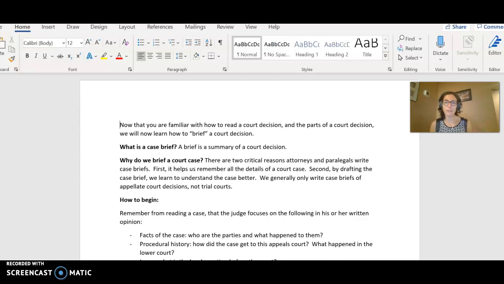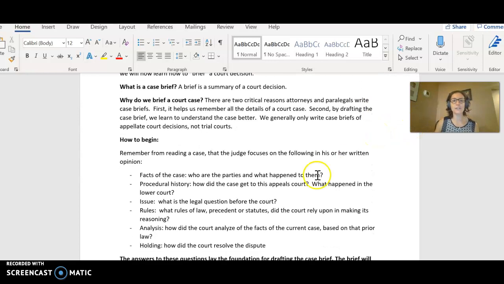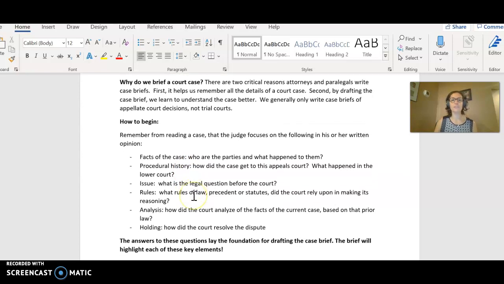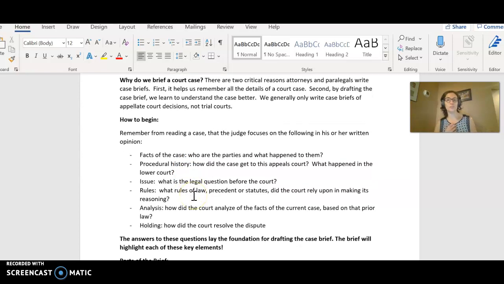So step number one, of course, is to read the court decision. Remember that active reading, get your pen or highlighter out so you can focus on finding the key parts of the case that go into the case brief. So here I've just put my little picture over the handout so you can see the handout of how to brief cases. So remember to focus on these parts of the case here, the facts of the case, the procedural history, the issue, and then the rules, and then that lead you into the analysis in the court decision.